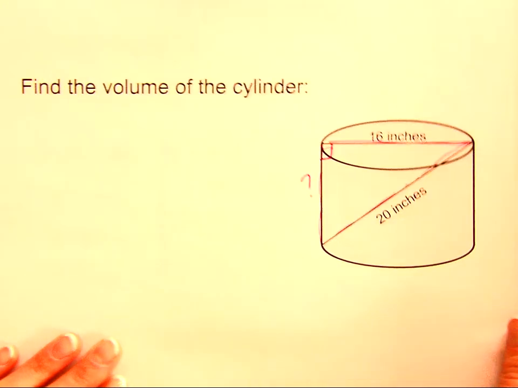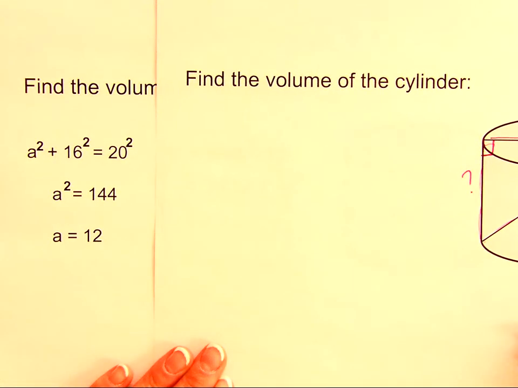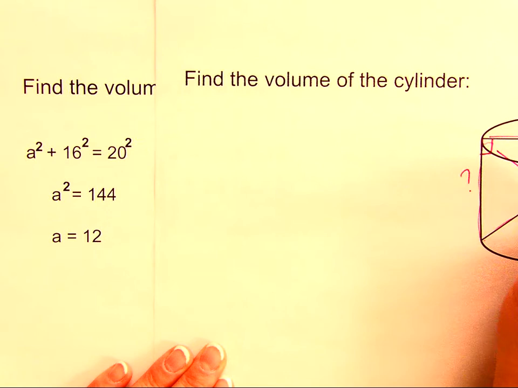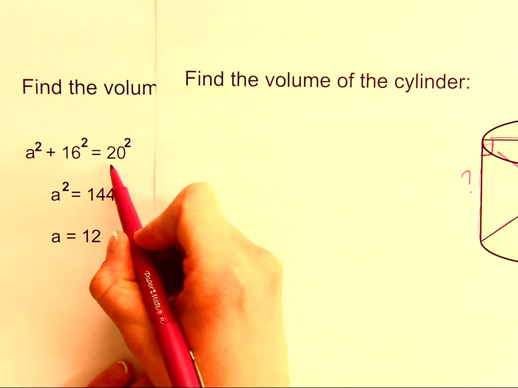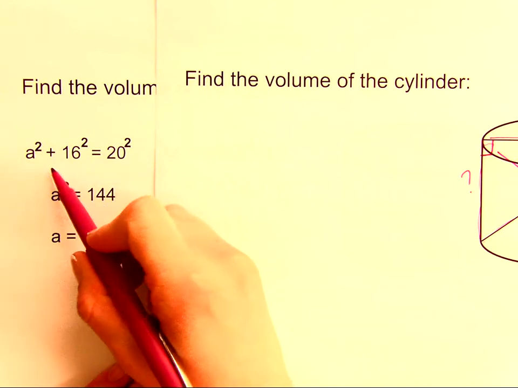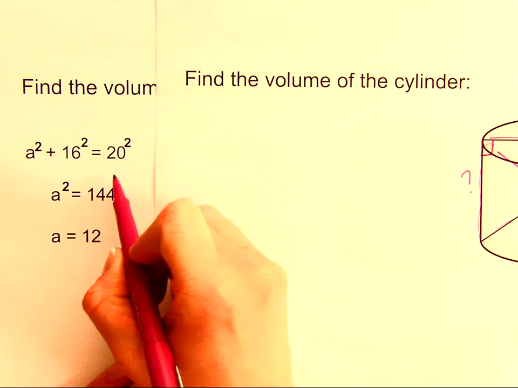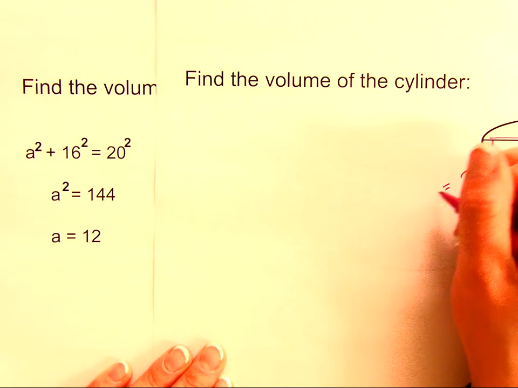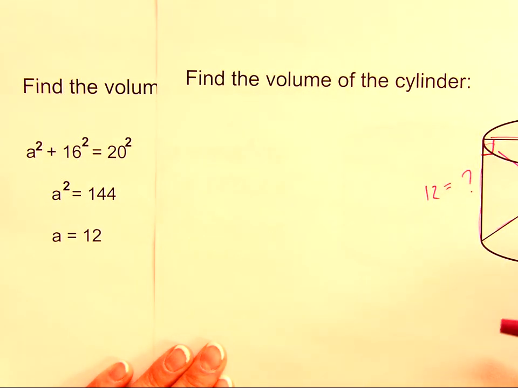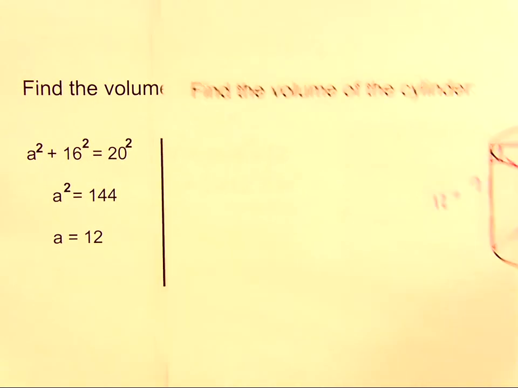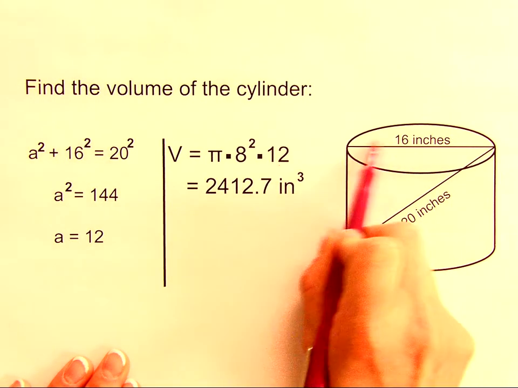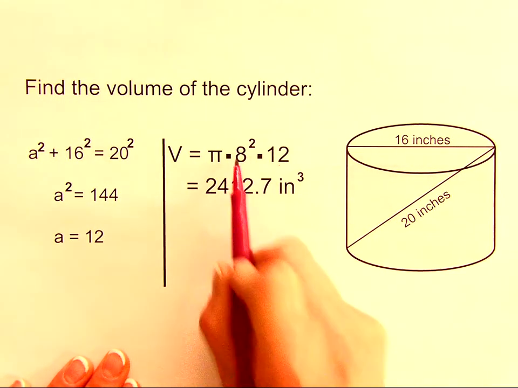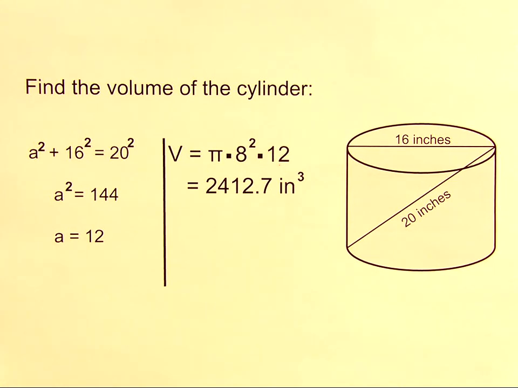To find the height, you should have used the Pythagorean theorem. In a right triangle, that diagonal is going to be 20. So that goes in for C. Then you're going to subtract that 16 squared from both sides and square root to get that your height is 12. Once you got your height is 12, remember you got to plug in your radius. I gave you diameter here. Plug in your radius to find the volume.